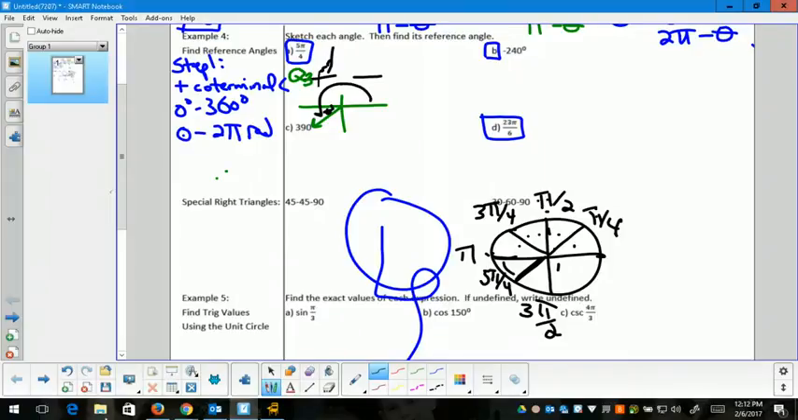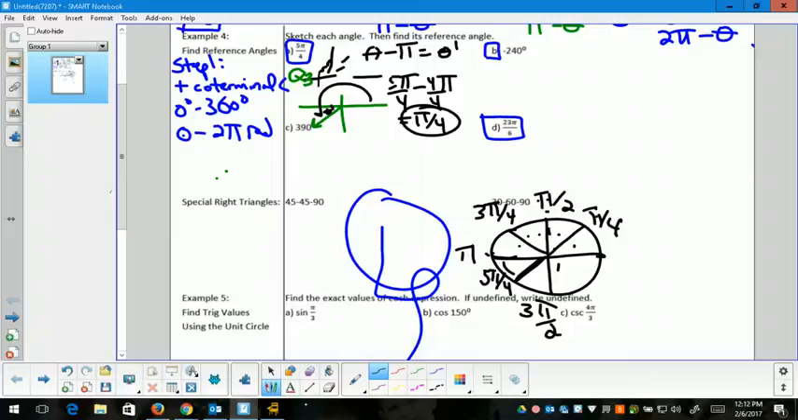And since it's in quadrant 3, I know that in quadrant 3 I need to do theta minus pi to get theta prime, or theta minus 180. So I'm going to do 5 pi over 4 minus pi, which in terms of fourths is 4 pi over 4, because that's 1 pi. So it's just going to be pi over 4.